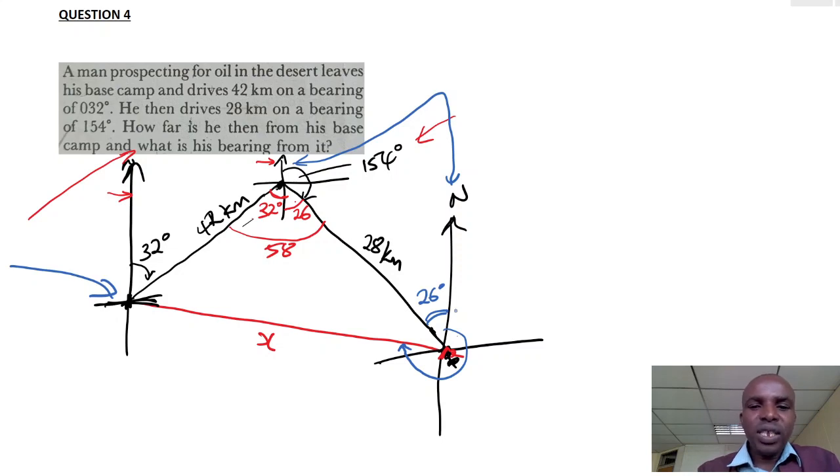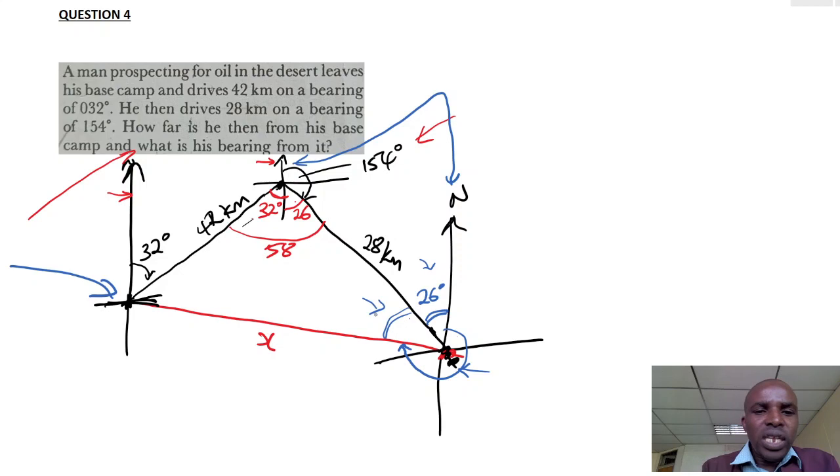But you might need this angle, right? If you can have this angle, you can say 360 minus 26 minus this angle. Then you can get your bearing. That is the angle on this side, right? So you have to find this angle. How can you find this angle now?